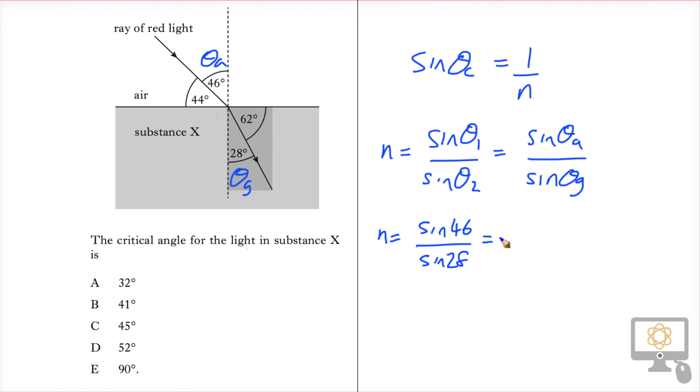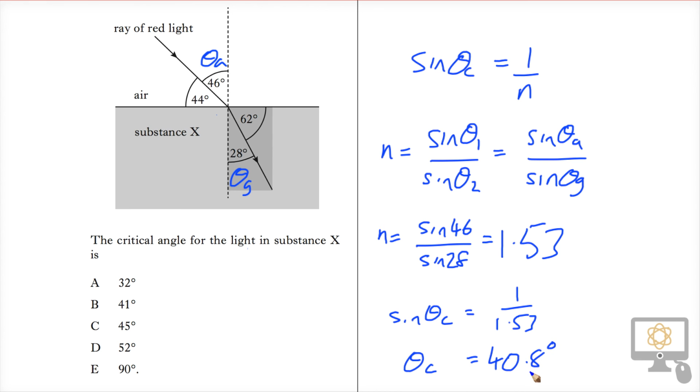And that comes to 1.53. So that's our refractive index. So now we can use this formula up here to determine the critical angle. So therefore, sine of the critical angle is equal to 1 over 1.53. And so the inverse sine of that will give us the critical angle. And so the inverse sine is 40.8 degrees. And that means to 2 sig fig, as everything is to 2 sig fig, this is 41, and so the answer must be B.